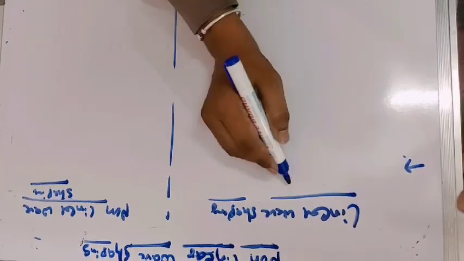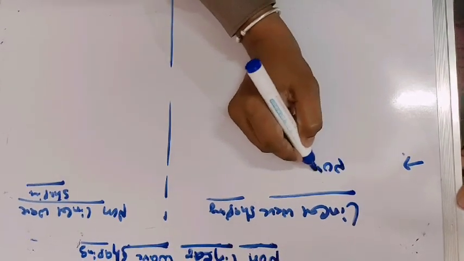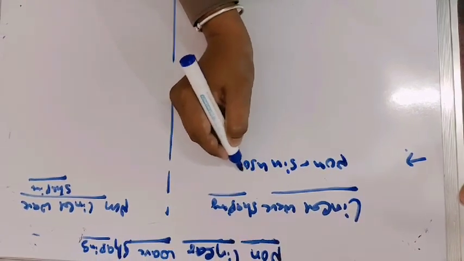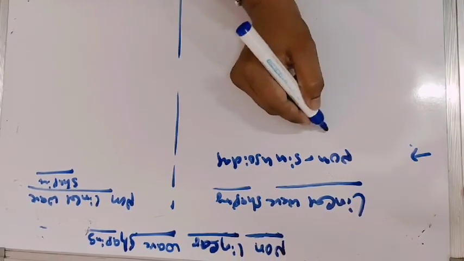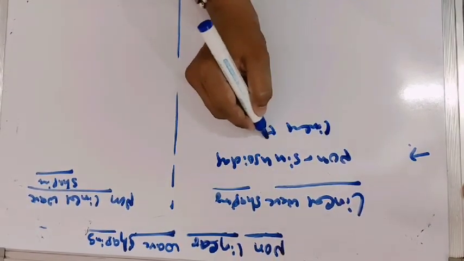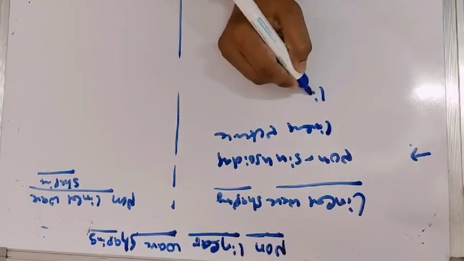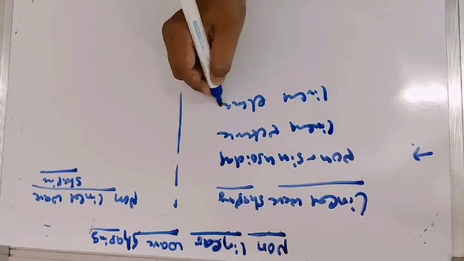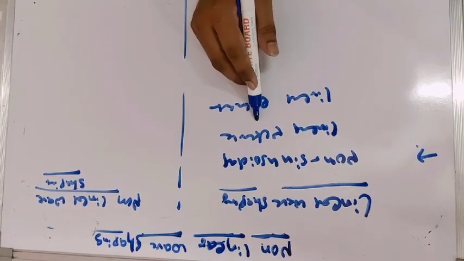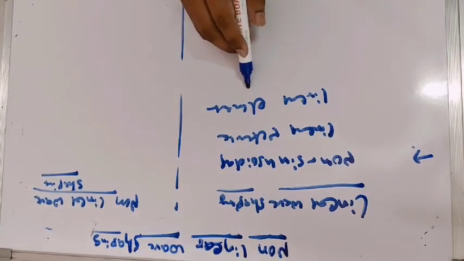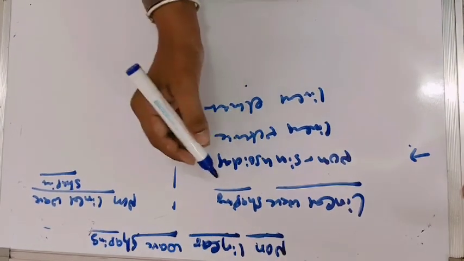The process in which the shape of a non-sinusoidal signal is changed by passing the signal through a linear network consisting of linear elements is called linear wave shaping. So whenever we are passing a non-sinusoidal signal through a linear network consisting of linear elements, it is called linear wave shaping. So what are the non-sinusoidal inputs?